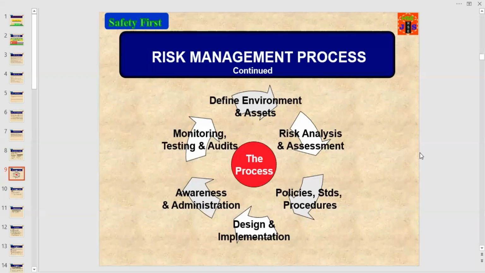The process of risk management steps are: define environment and assets, risk analysis and assessment, policies and procedures, design and implementation, awareness and administration, monitoring, testing, and audit.